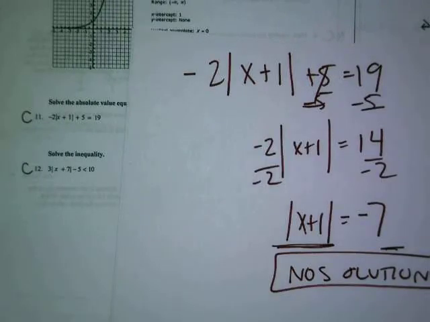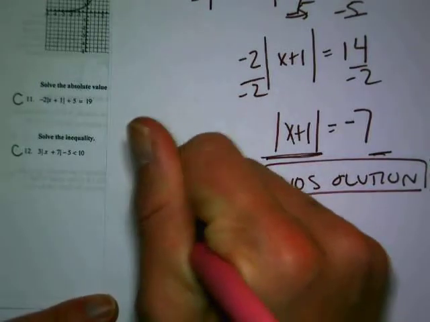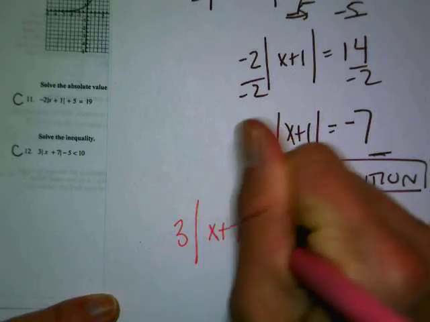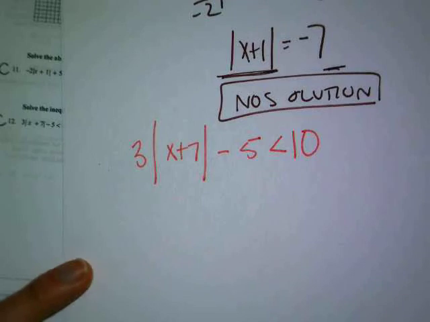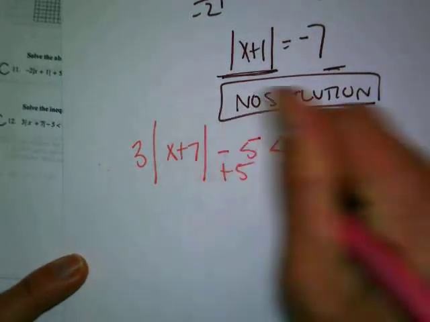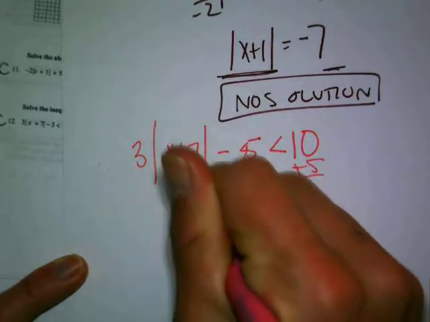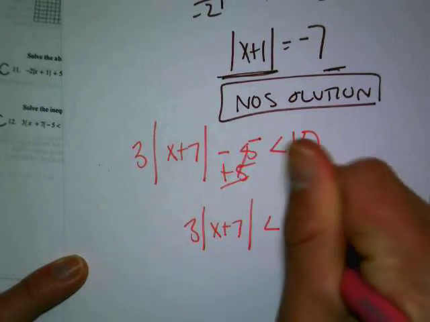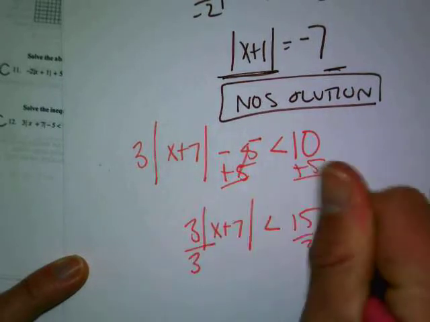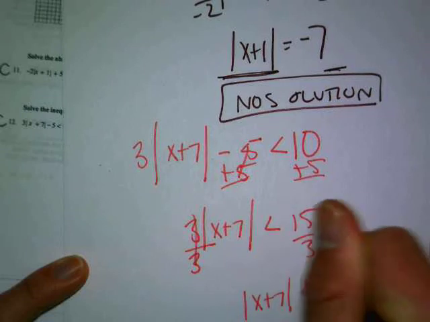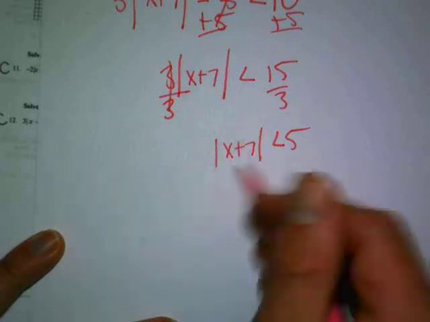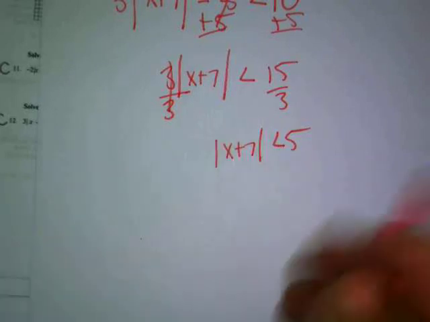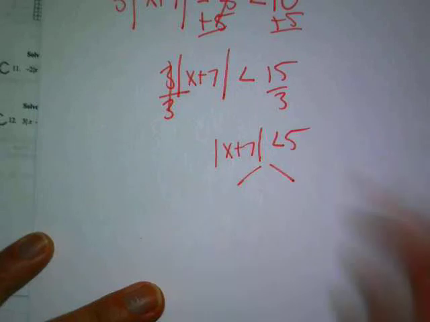All right, inequality. Number 12 is next. 3 absolute value, x plus 7 minus 5 less than 10. Once again, we have to get the absolute value by itself. Divide by 3. Once the absolute value is all by itself, the absolute value is less than 5. We just need to figure out what my x is.